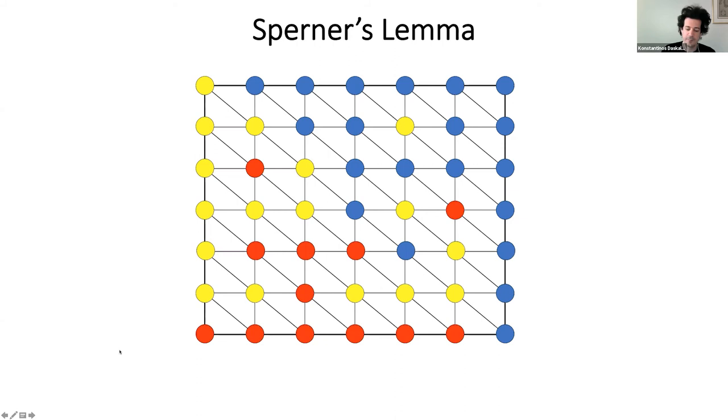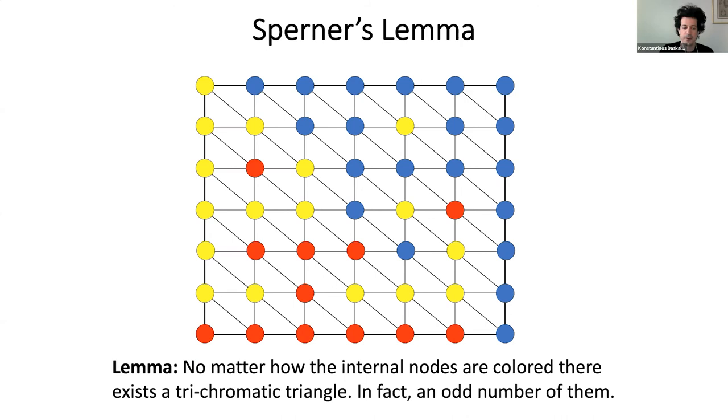Sperner's lemma says that no matter what you did, for example, these colors here, there must be a trichromatic triangle. And in fact, there must be an odd number of trichromatic triangles. And if you look carefully in this picture, you'll see that there are exactly 5 trichromatic triangles. Now I'm showing you Sperner's lemma in 2 dimensions.